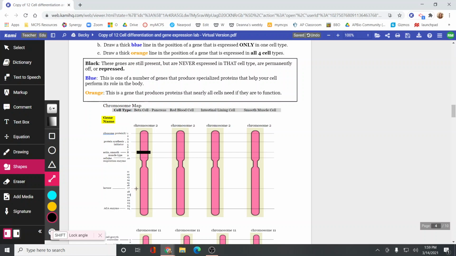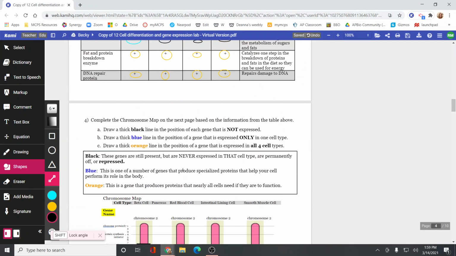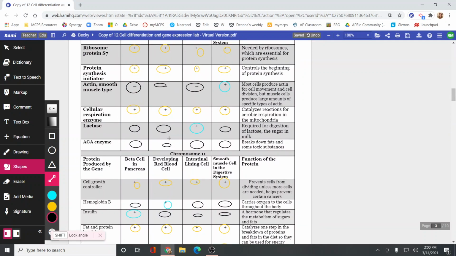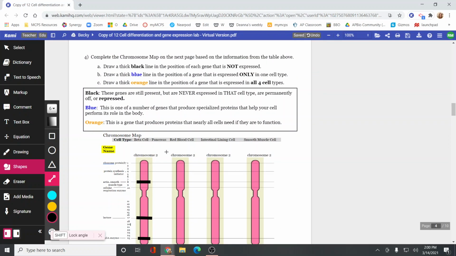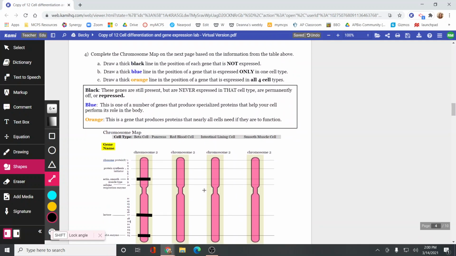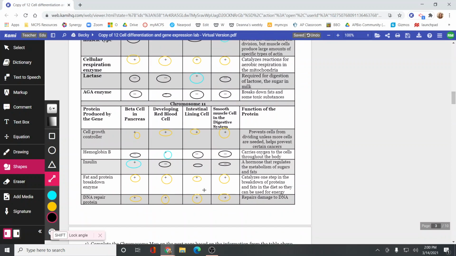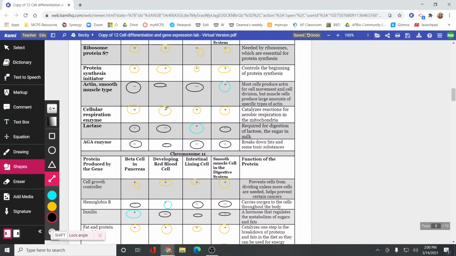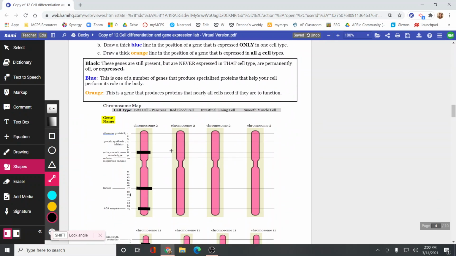And then I'm going to go to lactase and I'm going to go to AGA. Okay? So that is off because they're off here. Then I'm going to see that hemoglobin is off in this one too. So I'm going to go to hemoglobin, which is way up here. Do you see that it says hemoglobin right there? That's how I figured that out. Then for the next one, you're basically just coloring your map as it looks up here. So actin, lactase, and AGA are off in this one. I'm just going to do all the blacks first.